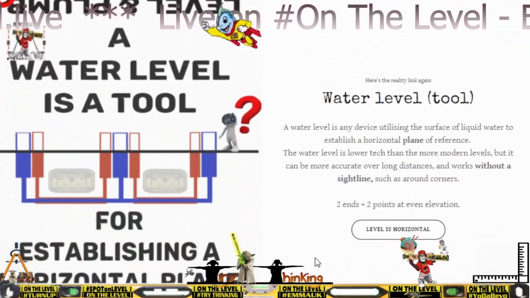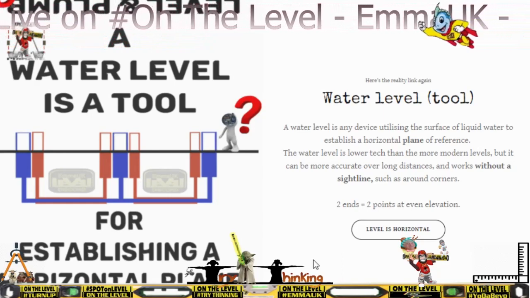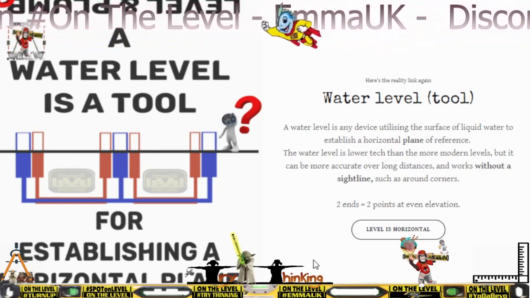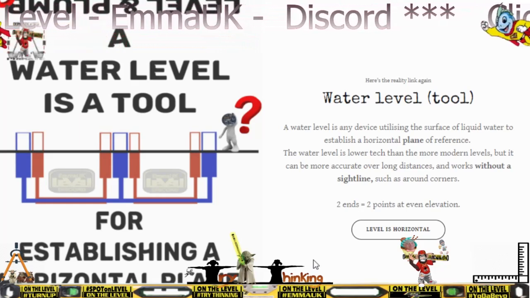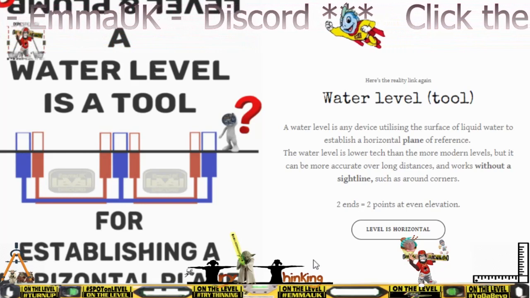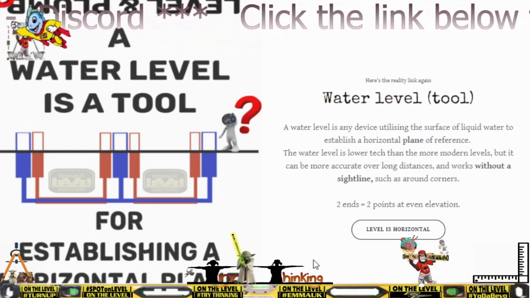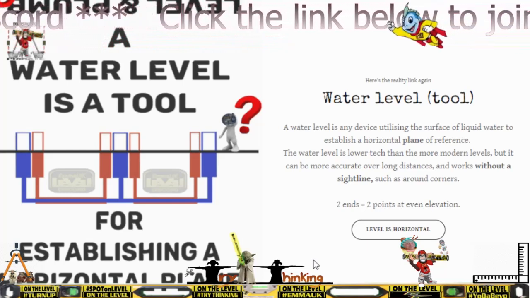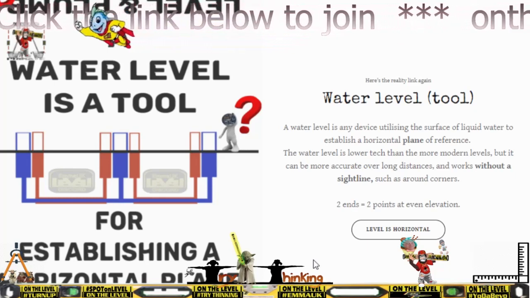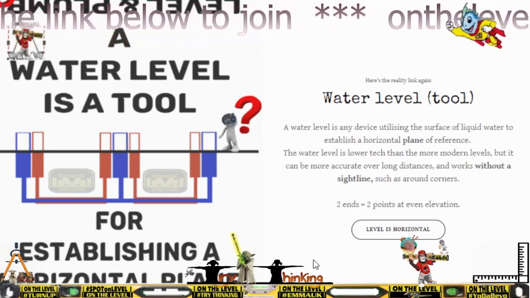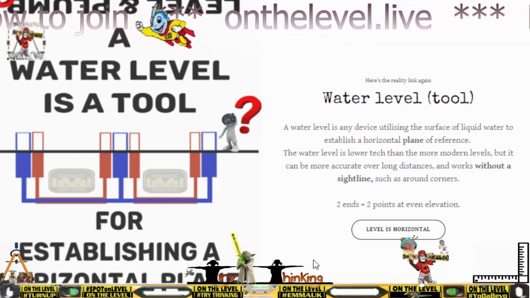Okay, so a water level is any device utilizing the surface of liquid water to establish a horizontal plane of reference. The water level is lower tech than the more modern levels, but it can be more accurate over long distances and works without a sight line, such as around corners. Two ends of a water level equal two points of a straight line at an even altitude.